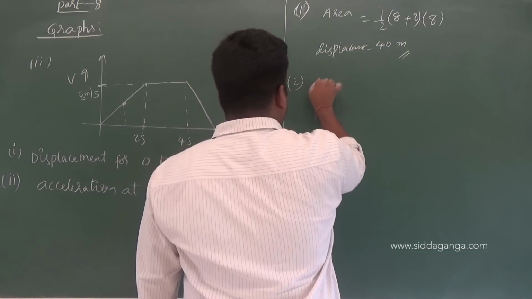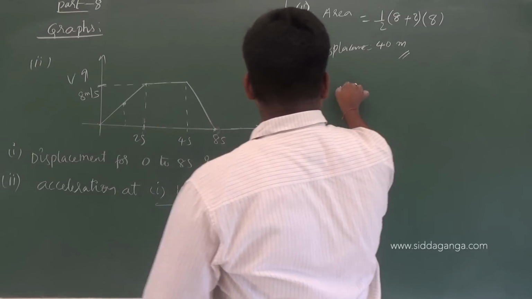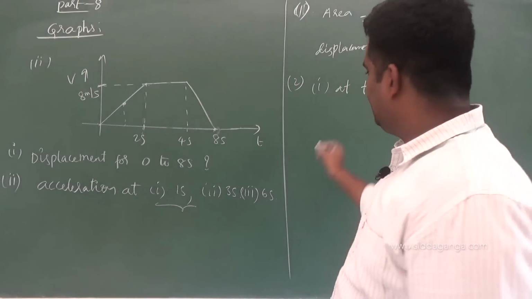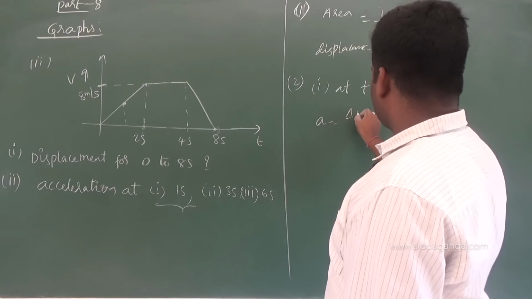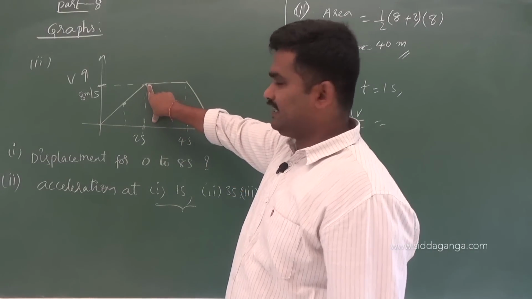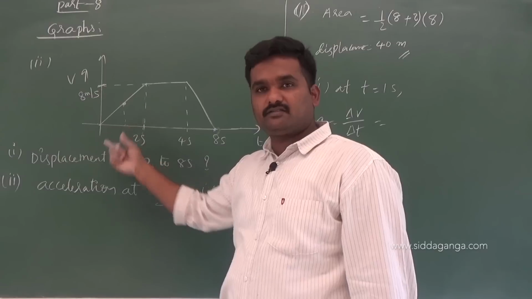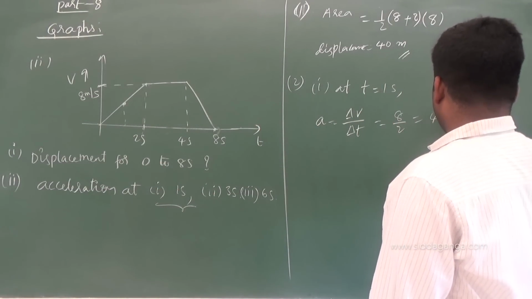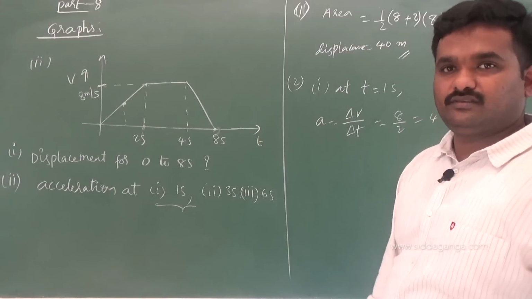At t equals 1 second, a equals, no doubt, delta v by delta t we have to find. This is delta v, 8, divided by delta t, which is 2. 8 by 2, how much? 4 meter per second square. First one done.